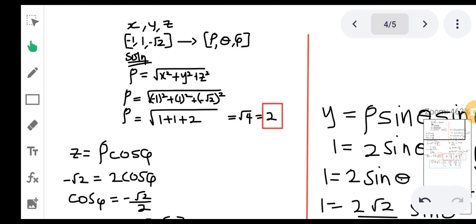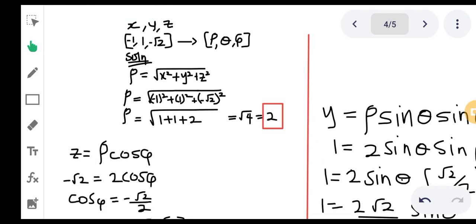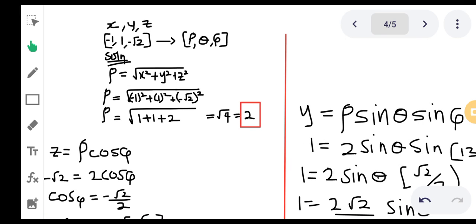So this is the question on the board. The question says we should convert (-1, 1, -√2) to rho, theta, phi. What this is telling us is that we should convert. Looking at this, it represents x, y, z, and rho, theta, phi represents the spherical coordinates. So we are converting from rectangular coordinates to spherical coordinates.